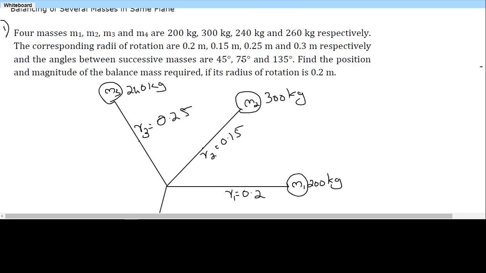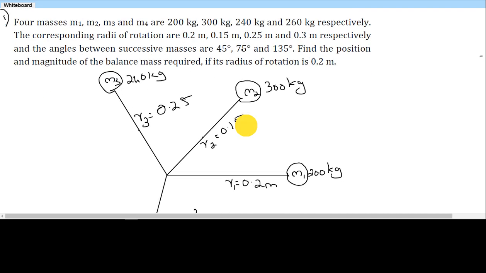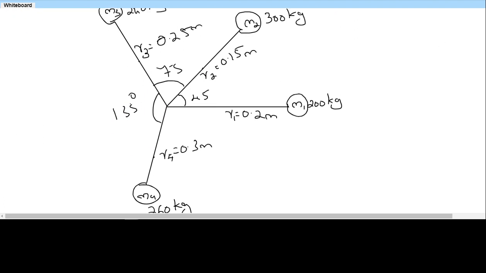M4 is given as 260 kilogram and the radius R4 is equal to 0.3 meter. Everything is given in meters, and 260 kilogram. This is also meter, this is also meter. And we can mark the angles now: 45, 75, and 135 degrees. So this completes the first part of your solution.